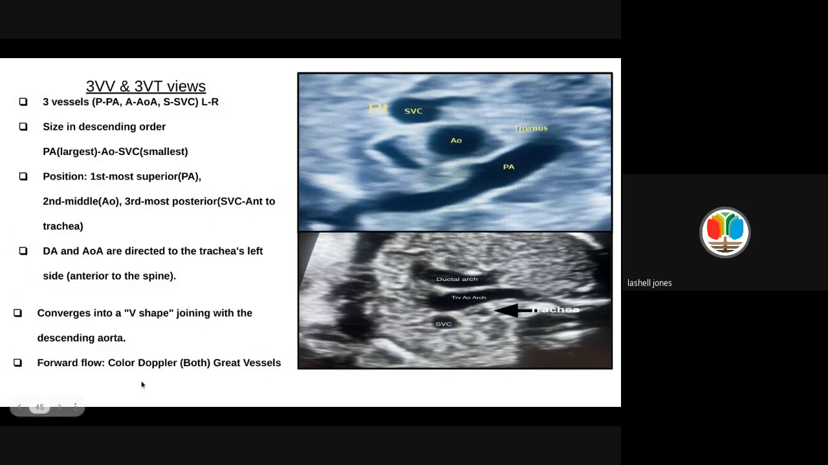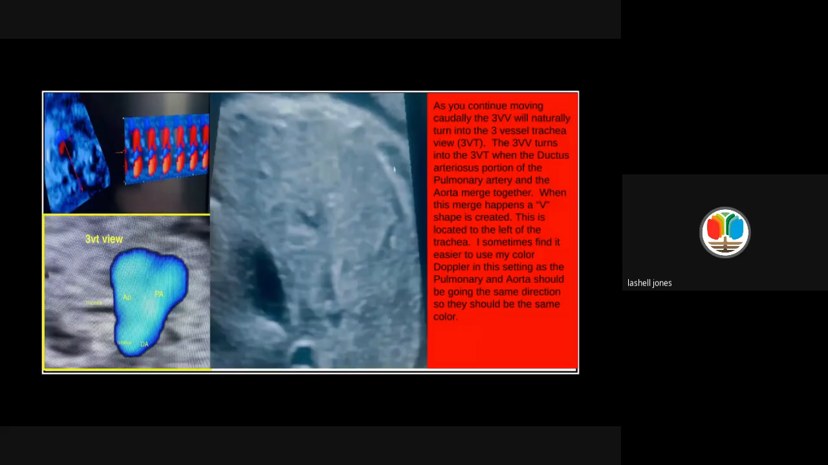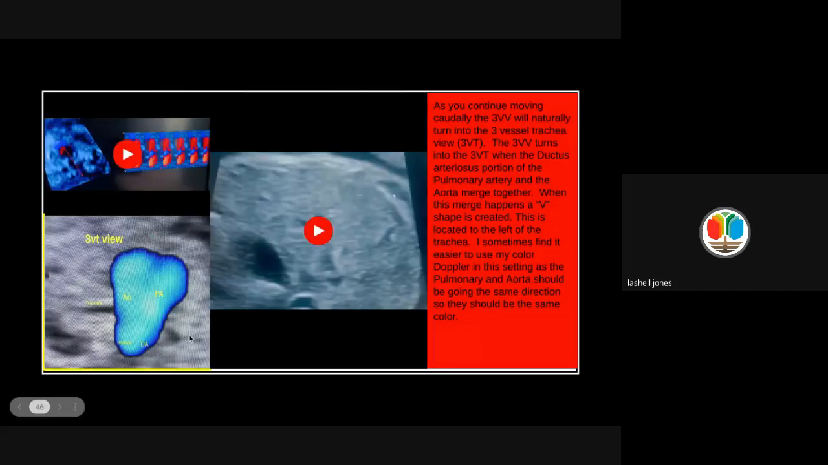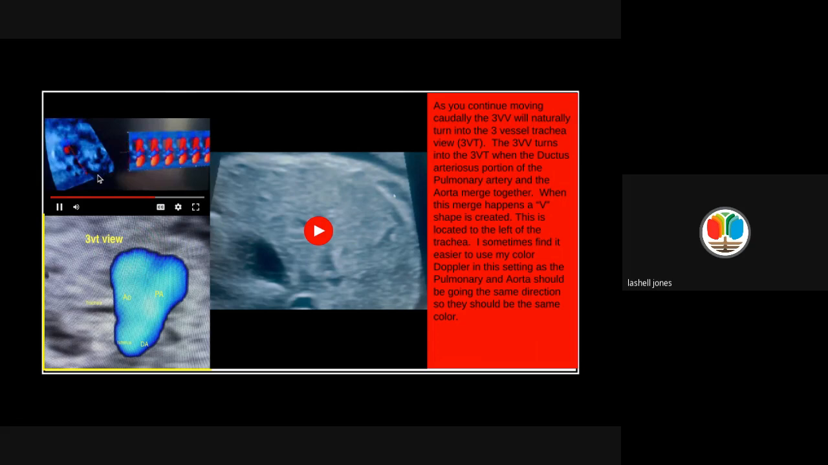When we look at our color example, both flow in the great vessels should be going in the same direction, which I have an example. Okay. So this is forward flow in both the aorta and pulmonary artery. Now, at the ends of each great vessel, with the aorta, you have your aortic isthmus, and with your pulmonary artery, you have your ductus arteriosus. These will join together, leading into your descending aorta. Let's take a look here. There, you can see the demonstration there.